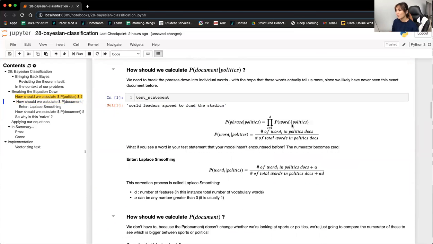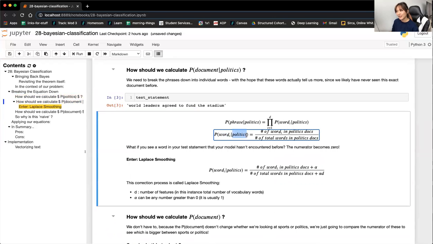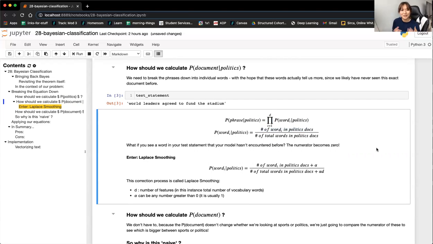So because of that, when you find the probability of the word fund, given that it's politics, you end up with a numerator of 0 here. And once you have this as a 0, because you're multiplying everything together, no matter what your other words' probabilities are, the product becomes 0. So that's not good, right? Because you still want to consider your other words. You don't want one word that doesn't occur in your data set to throw your entire model off.